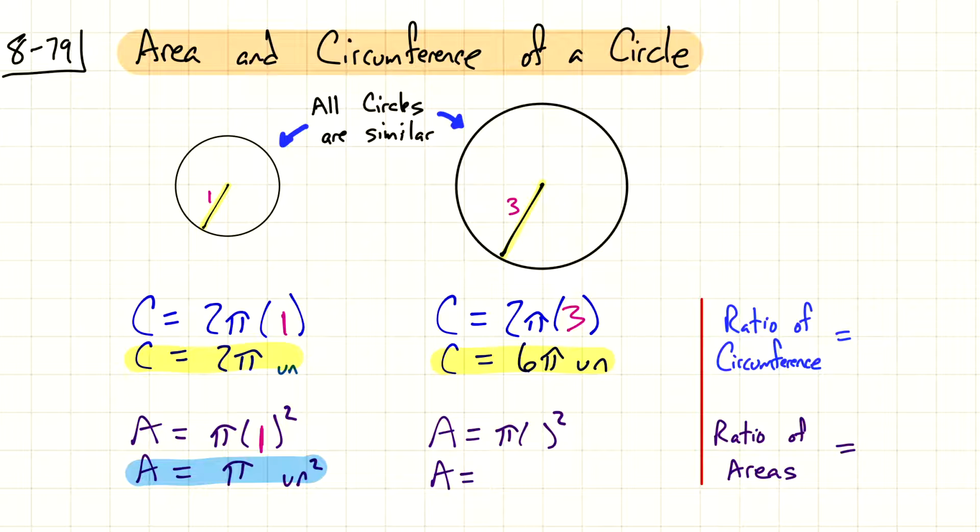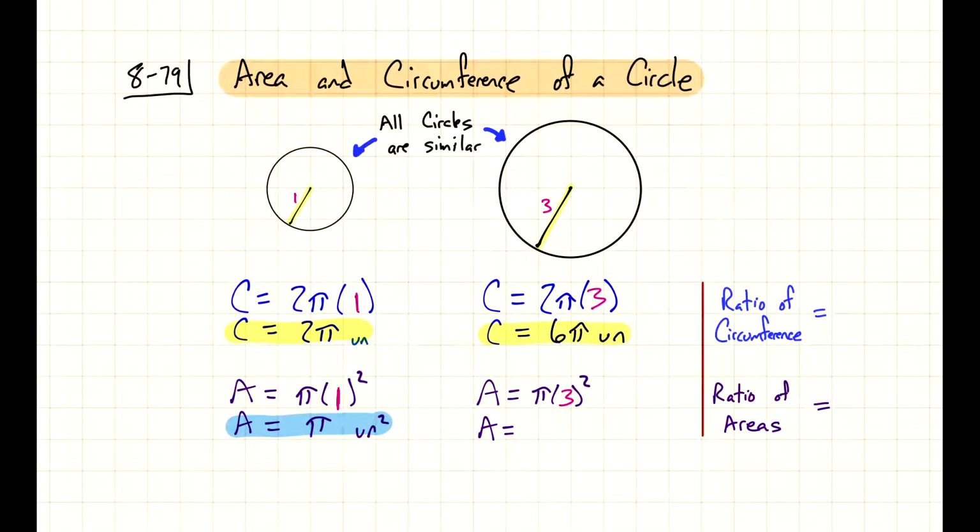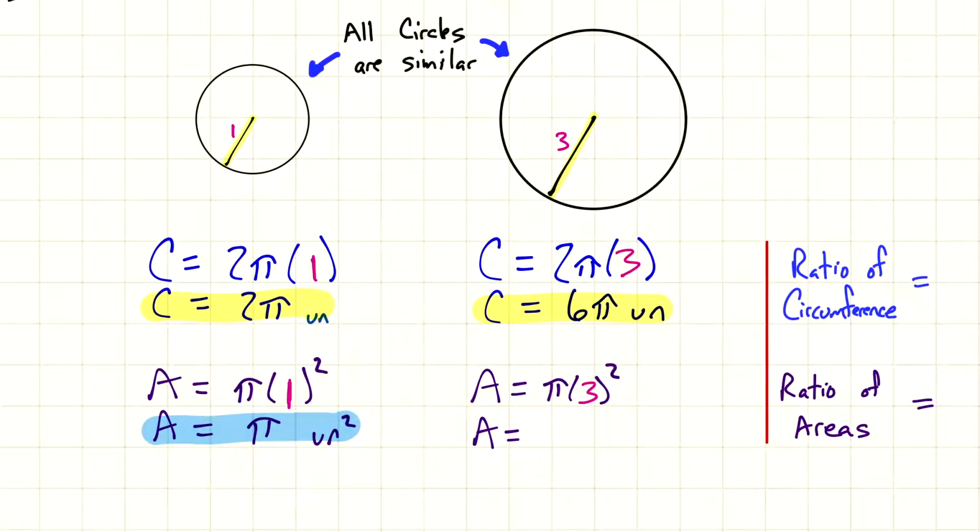What's new to us is how do we get the area of this circle? Well, if we take the radius, which also happens to be our linear scale, and we square it to get our area scale factor, then we multiply these. 3 times 3 is 9, and so we're going to be left with 9 pi units squared.